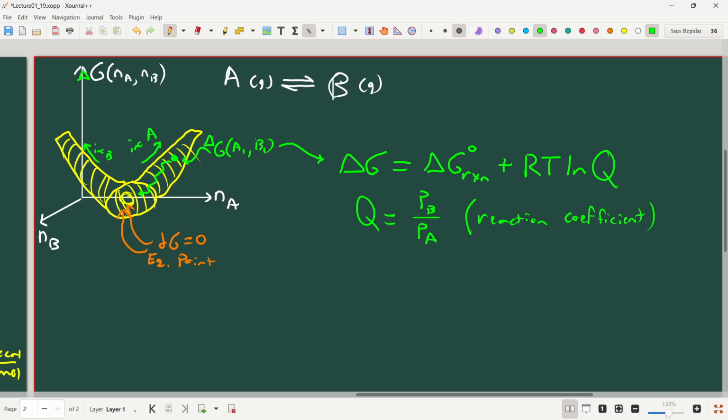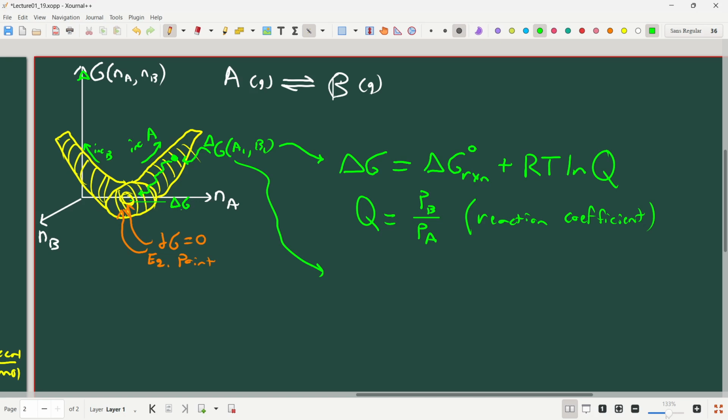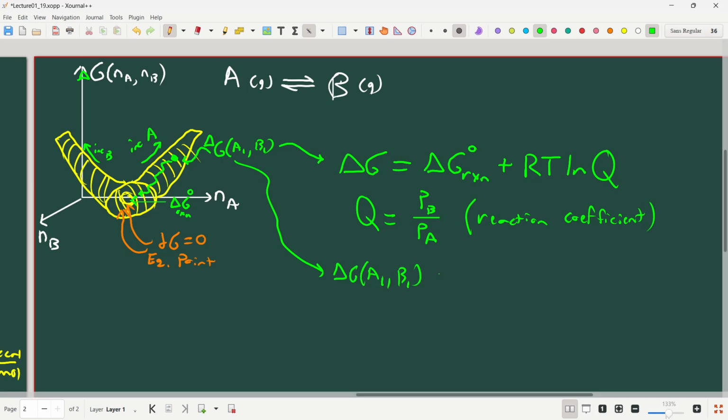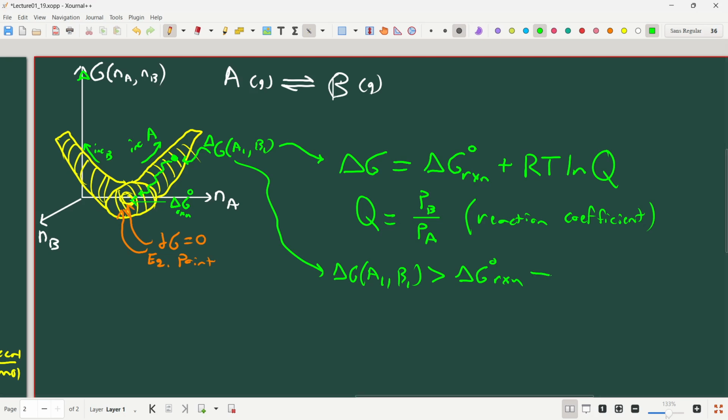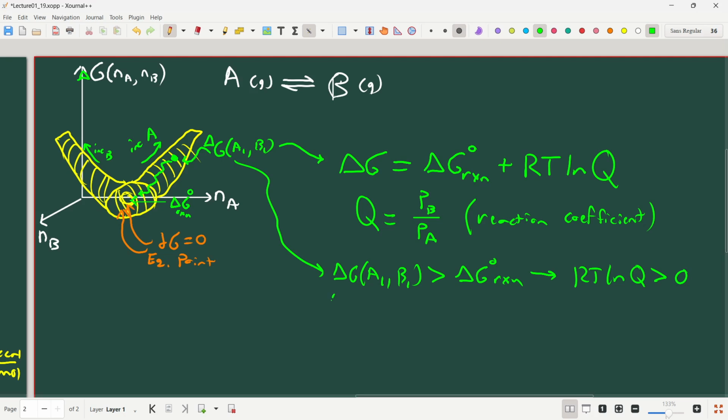So if we think about the Q at this point, the energy of the equilibrium point is delta G of reaction. So here at this point, delta G of A1, B1 is greater than delta G of reaction. We're at higher energy, and that, of course, means that RT ln Q is greater than 0. And so that means that Q is too large.